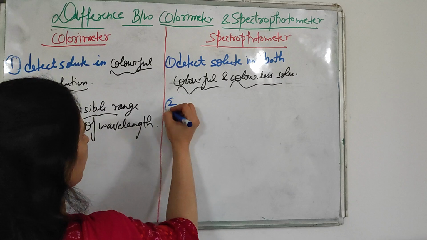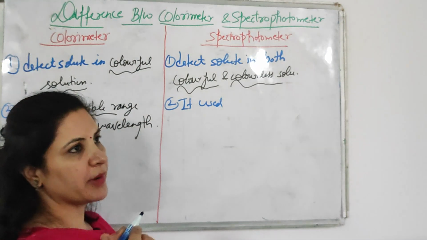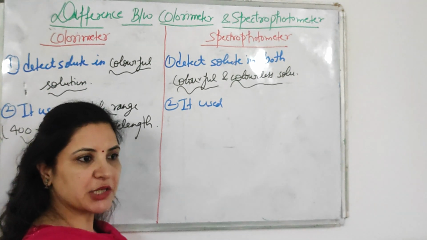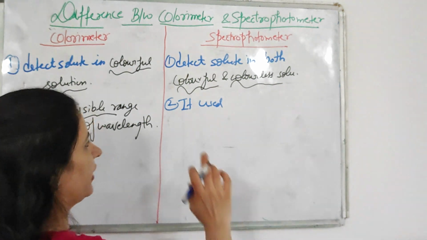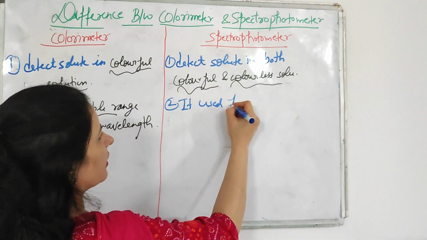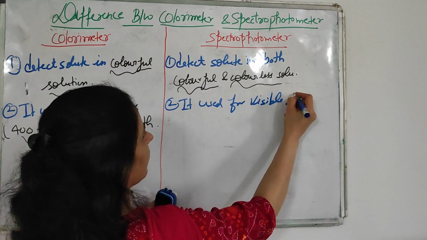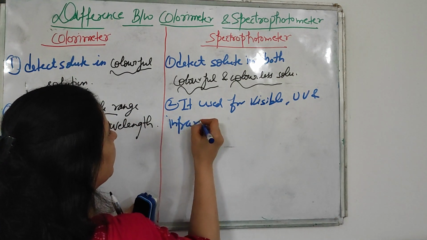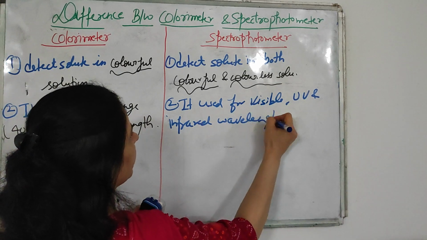While in spectrophotometer, as you know, when we studied the spectrophotometer, we divided it into three types on the basis of wavelength range: UV spectrophotometer, visible, and infrared. So it is used for visible, ultraviolet and infrared wavelength range. Got it? Wavelength range.